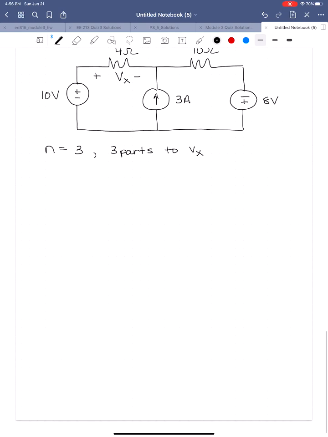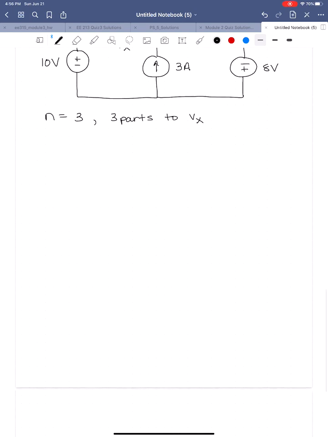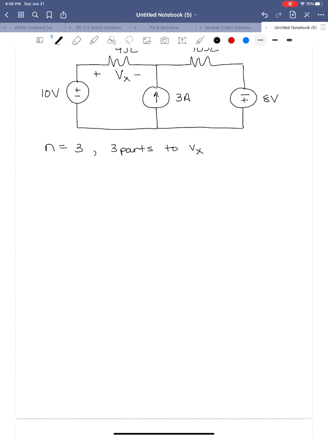So this is the way I like to do these problems. I usually tend to go from left to right, or I do all the voltage sources first and the current sources first. It really doesn't matter though. So I'm going to have the 10 volt source on. If the 10 volt source is on, everything else in the circuit is off.